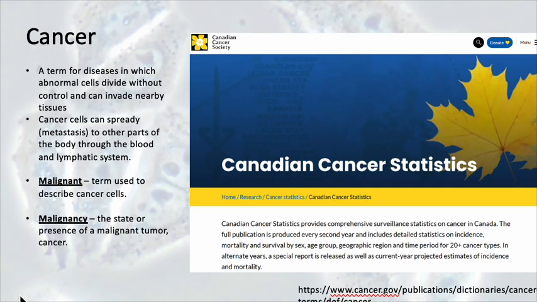So we'll talk about some key terms here. Metastasis means spreading to other parts of the body, and this can occur through the blood or through the lymphatic system. The term malignant is used to describe cancer cells, and malignancy is the state or presence of a malignant tumor. So the state or presence of cancer cells.